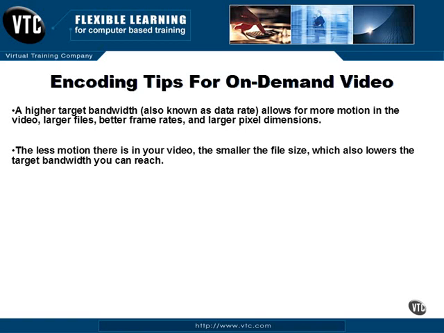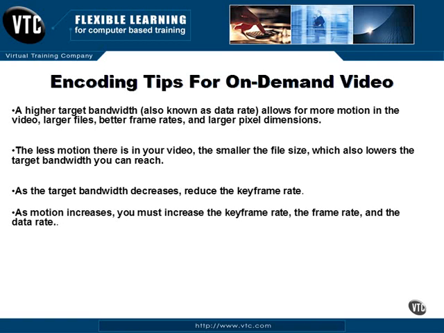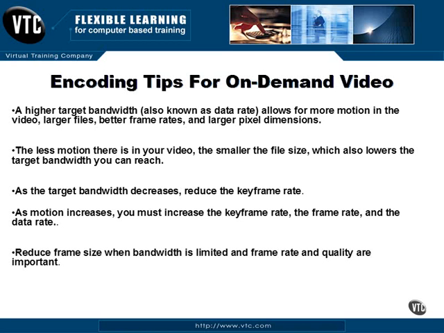Next, as the target bandwidth decreases, you want to reduce the keyframe rate. A lower keyframe rate, such as 1 keyframe for every 6 seconds, will result in softer or blurrier images, but reduces the bandwidth demand. Next, as motion increases, you must increase the keyframe rate, the frame rate, and the data rate. High motion clips require more information to flow to the player. These are not good videos for low bandwidth delivery because they require additional uncompressed keyframes to be encoded in the file. Next, reduce frame size when bandwidth is limited and frame rate and quality are important.